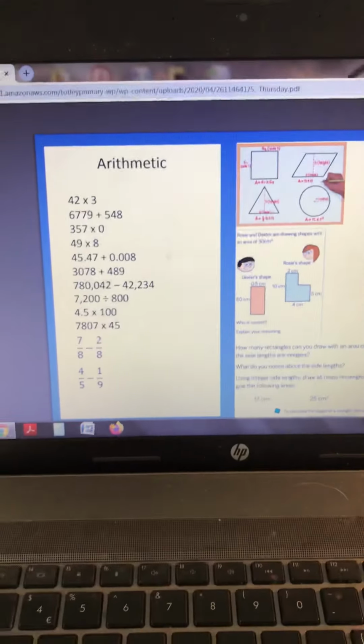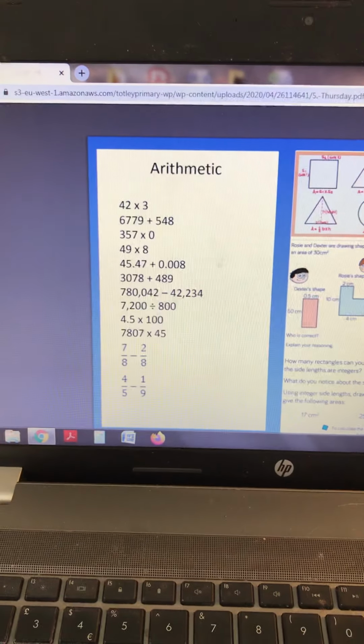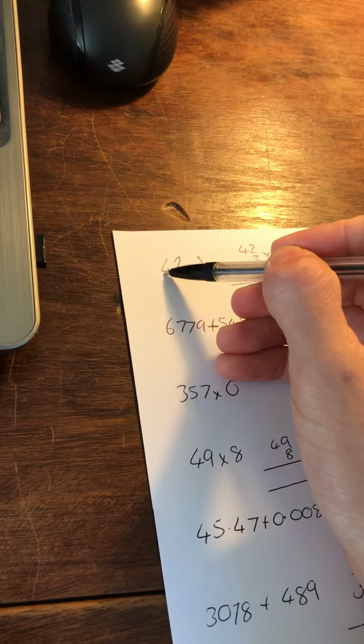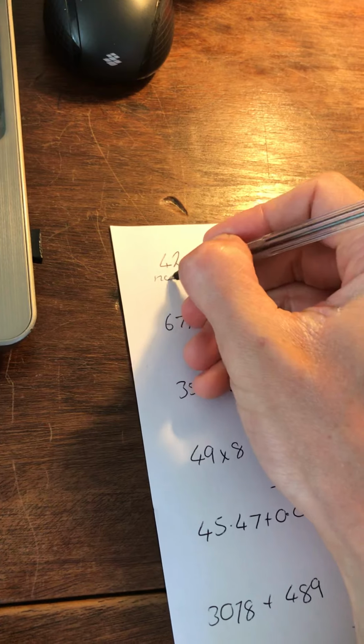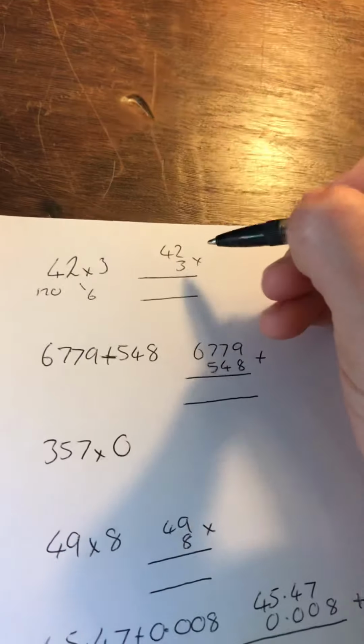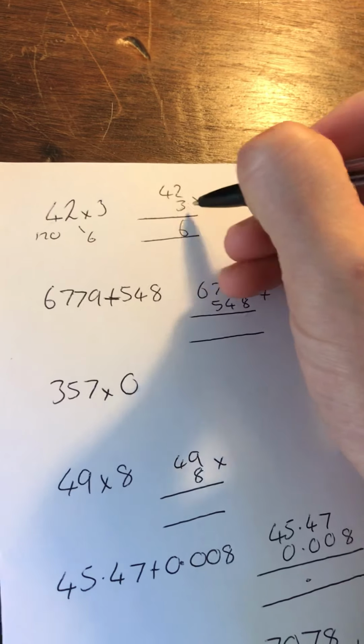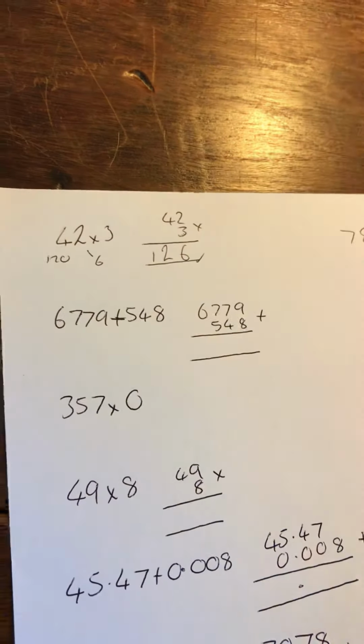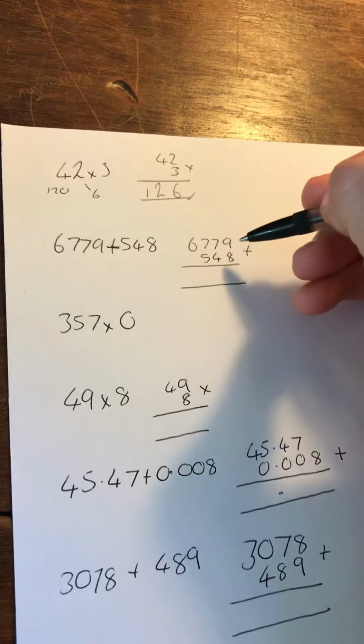Let's crack on with arithmetic with 42 multiplied by 3. Now we could look at a mental strategy here because 40 times 3 is 120, 2 times 3 is 6, so I'm predicting an answer of 126. In short multiplication, 126.